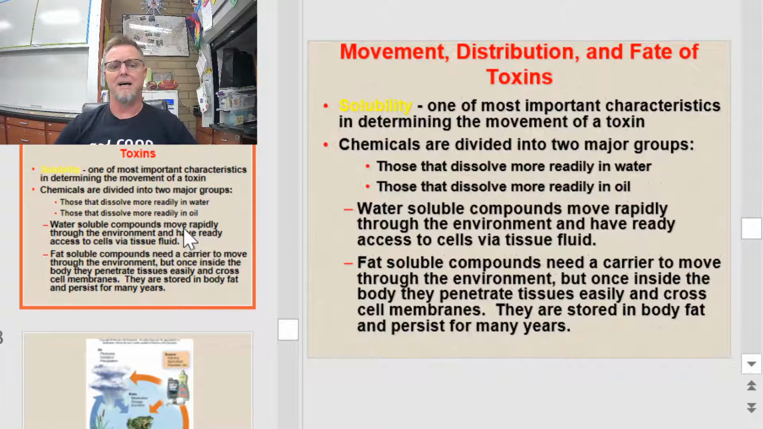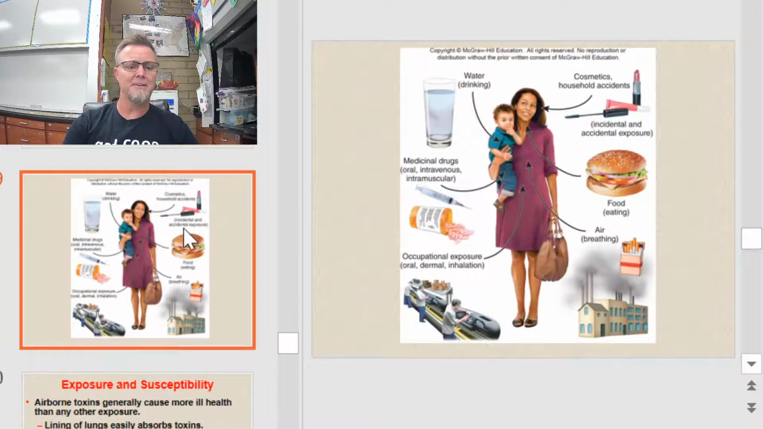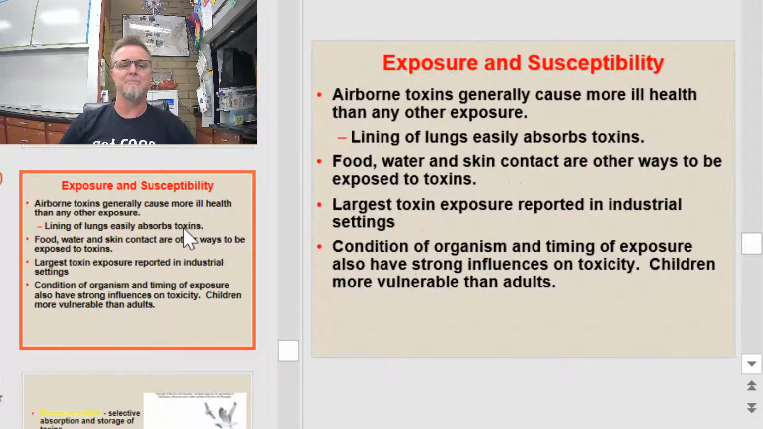Okay. From here, we're going to take a look at exposure and susceptibility. So when you think about exposure and susceptibility, the exposure part is pretty straightforward. When you're out there in it, you're exposed to it. Airborne toxins generally cause more ill health than any other type of exposure because you can't necessarily see them. They're all around you in the air. They're then easily absorbed into the tissues of the lungs. Food, water, skin contact, and other ways to be exposed to toxins.